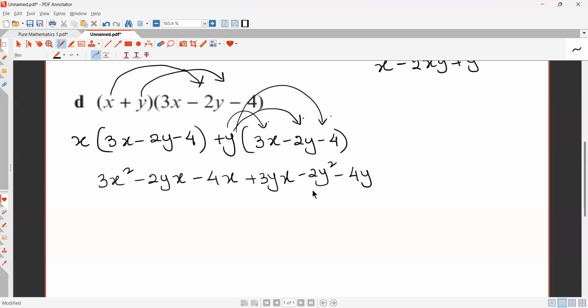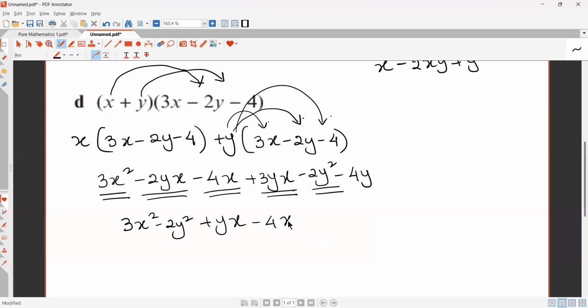Understanding? Online, I hope everyone is clear. Now, let's see. Do I have any more 3x square here? No, I don't. Do I have any more minus 2y square there? No, I don't. So 3x square minus 2y square. Write it down. Then check: there is a minus 2yx here and a 3yx here as well. This is negative 2 and this is positive 3. 3 minus 2 is 1, so the answer is only yx. And what else is left? Minus 4x and minus 4y. That's your answer for opening the bracket. Online, I hope that is clear as well.